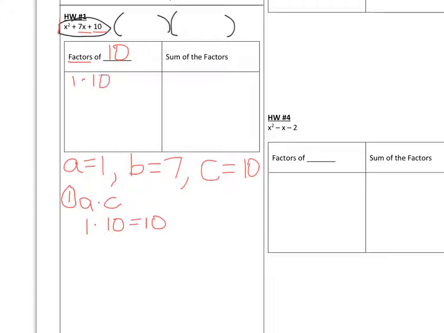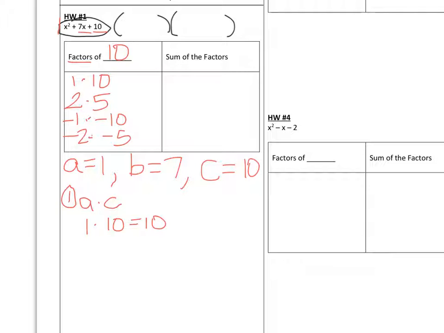Actually there's 4. 1 times 10, 2 times 5, and then you could also do negative 1 times negative 10, and negative 2 times negative 5. All 4 of those would equal positive 10. And sometimes we'll need the negatives, but I'll show you in what case you might need those.